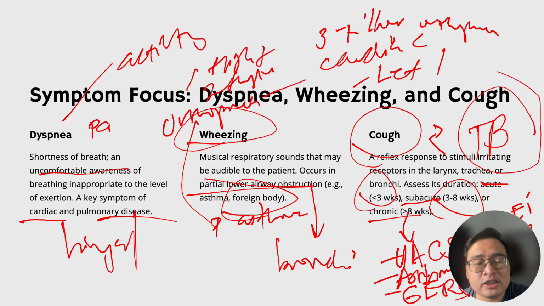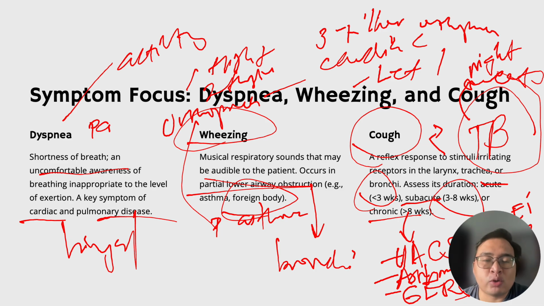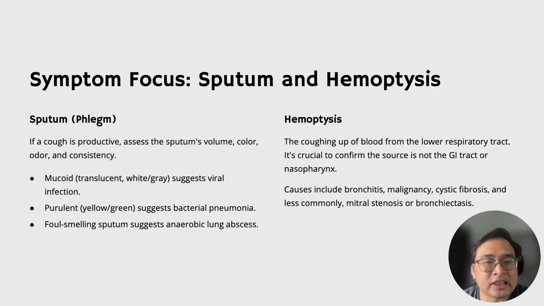So if a patient has 2 weeks of non-resolving cough, especially if associated with symptoms such as night sweats, as well as unintended weight loss, then you have to consider tuberculosis. Next set of symptoms, we have sputum and hemoptysis. Sputum in Filipino, plema. Hemoptysis, dugo. Umubo ng dugo. So first, for sputum, you need to characterize the sputum.